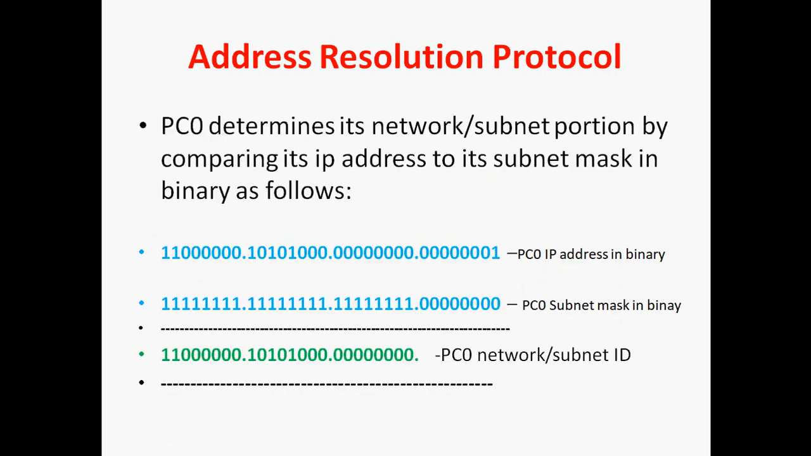Let's see. PC0 determines its network subnet portion by comparing its IP address to its subnet mask in binary, as follows. Repeating the same thing, PC0's IP address 192.168.0.1 is written in binary, and PC0's subnet mask 255.255.255.0 is written in binary. I do the AND operation and get this output. I will consider only the first 24 bits, because the last 8 bits are zero.